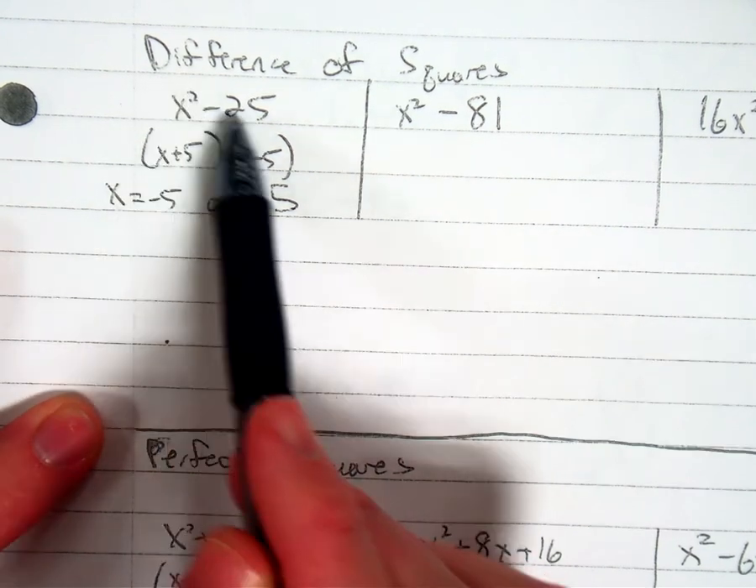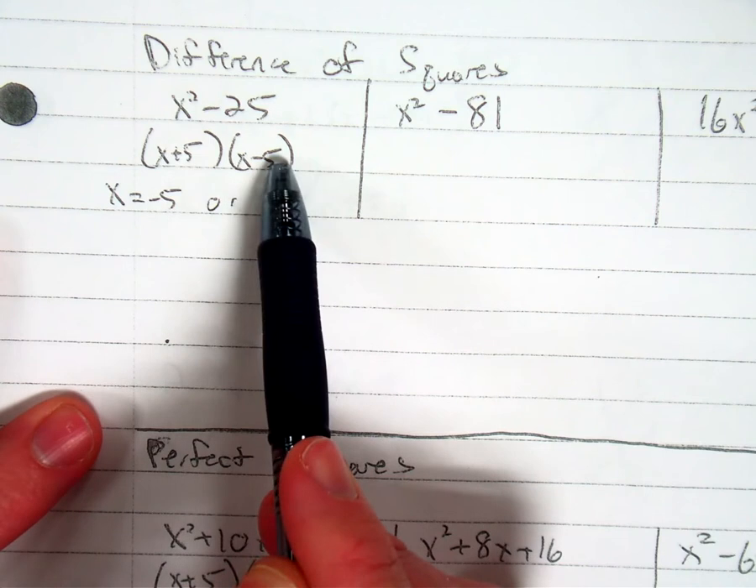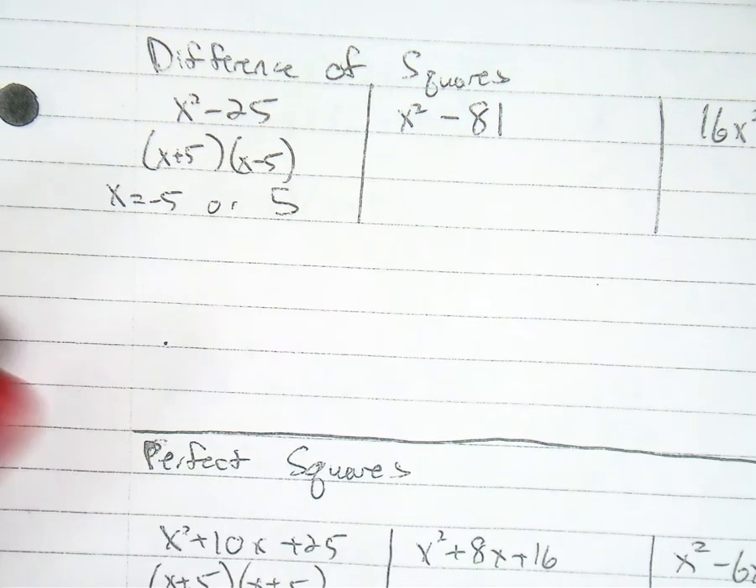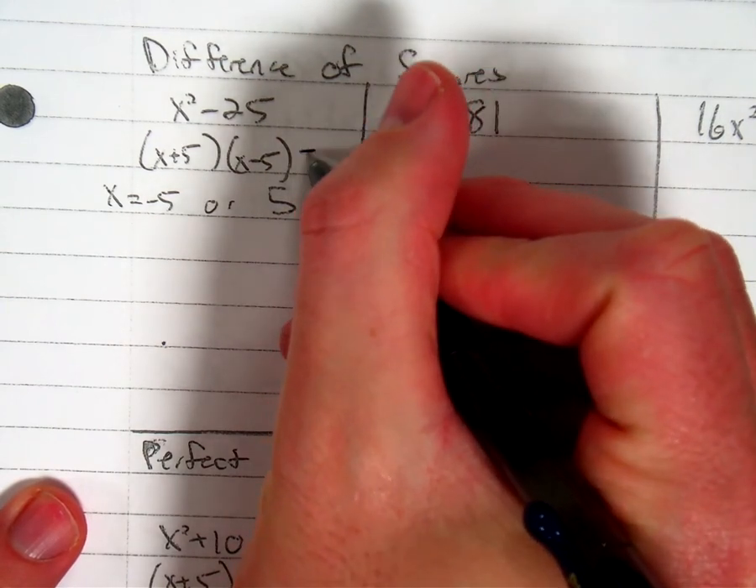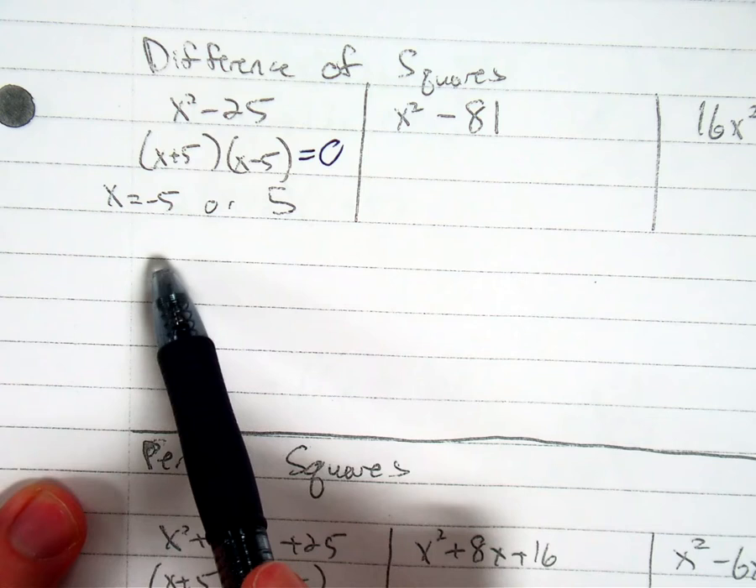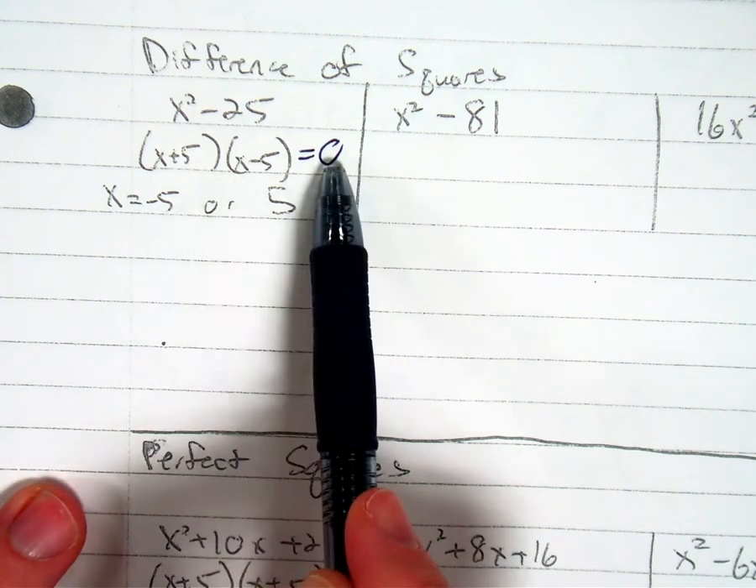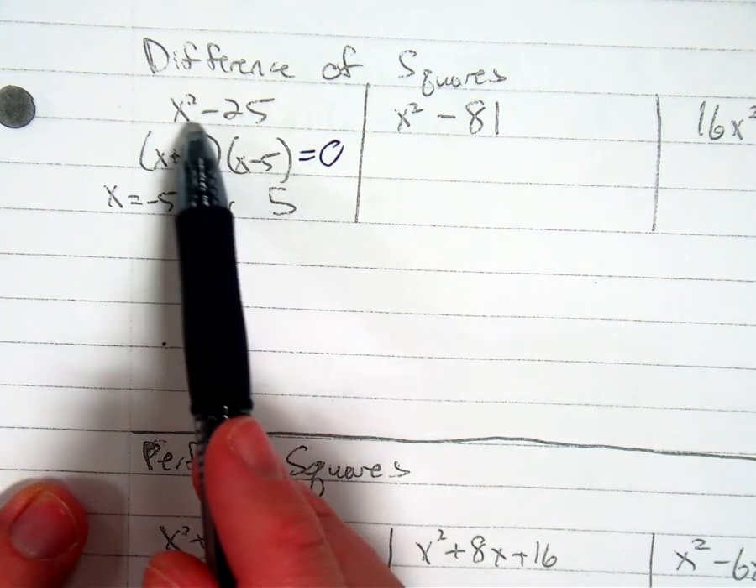X times x will give you x squared. Minus 5x plus 5x would cancel out. 5 times negative 5 is negative 25. With all of these problems, and we'll flip back here and look at another one, if it was equal to 0, you'd have a zero product property. Something times something equals 0, it means one of the two somethings had to be 0.